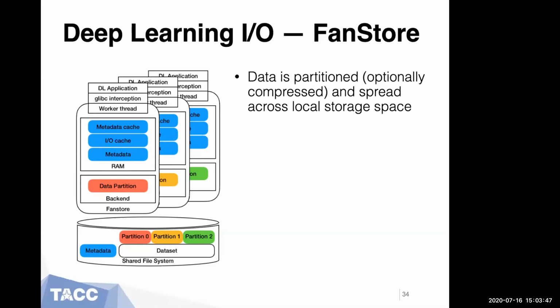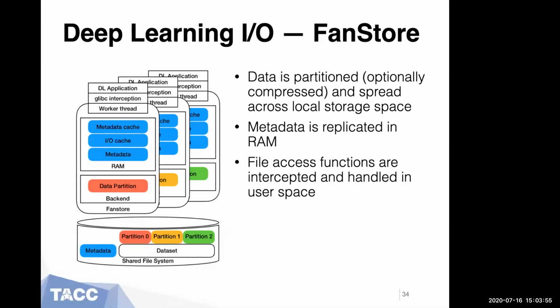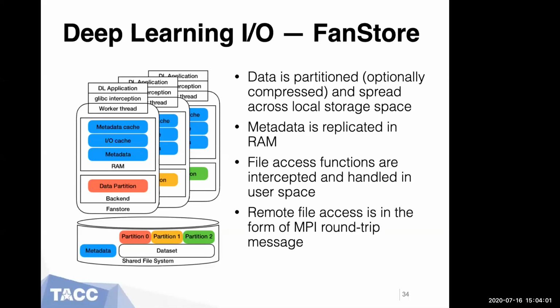So let me summarize. Data is partitioned and spread across local storage space. Metadata is replicated in RAM. File access functions are intercepted and handled in user space, so you don't need root privilege to install this. Remote file access is in the form of an MPI round trip message. And local file access is simple, right?